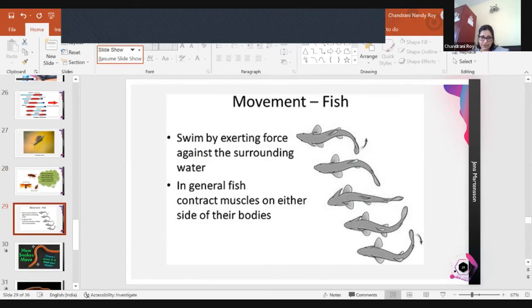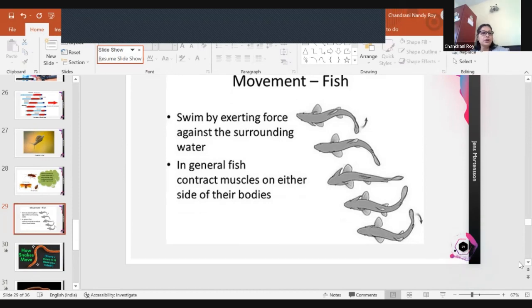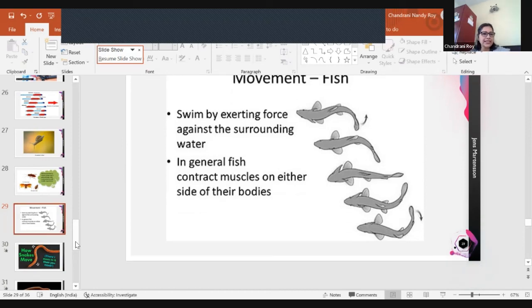In case you are not able to show videos, then diagrams or pictures like this can help them to understand that fish generally move by curving one half of their body in one direction and the other half in the other direction. That is a very simple way to explain to them about movement in fish. And then we go on to movement in snakes and so on.